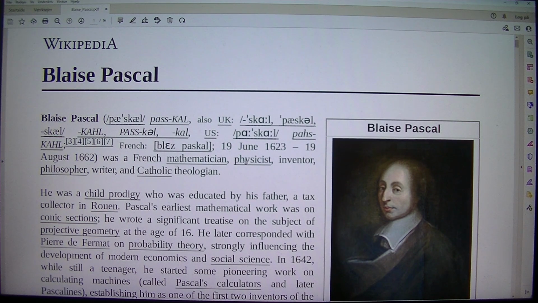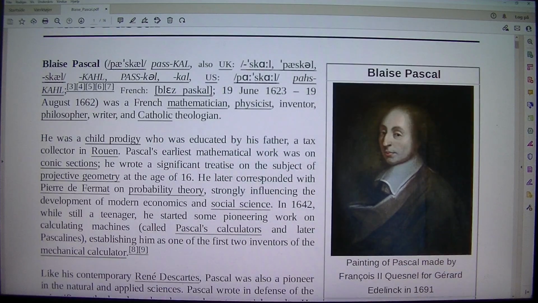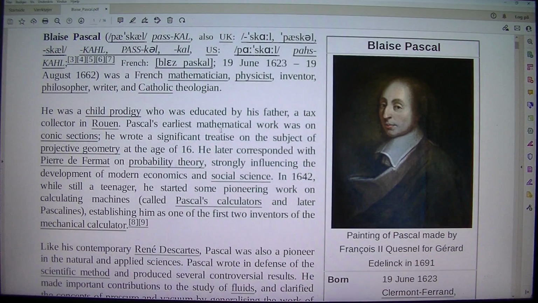The 19th of June 1623 to 19 August 1662, was a French mathematician, physicist, inventor, philosopher, writer, and Catholic theologian. He was a child prodigy who was educated by his father, a tax collector in Rouen. Pascal's earliest mathematical work was on conic sections. He wrote a significant treatise on the subject of projective geometry at the age of 16.